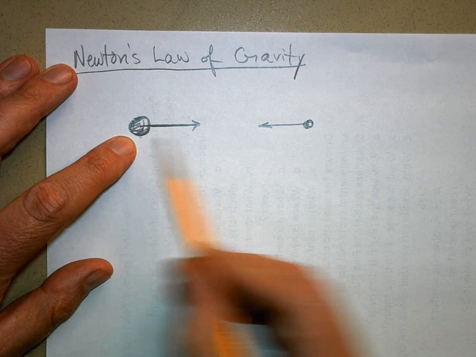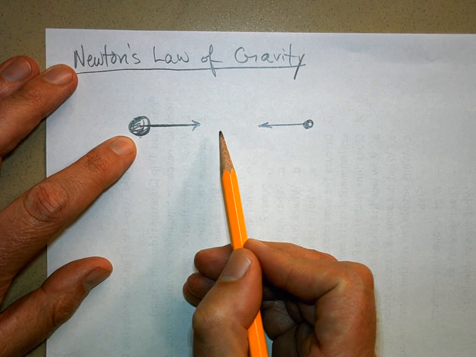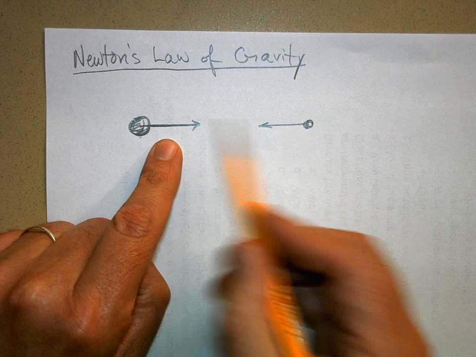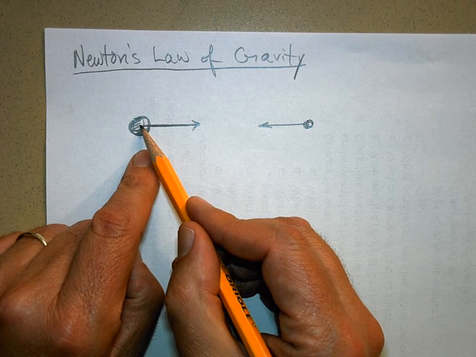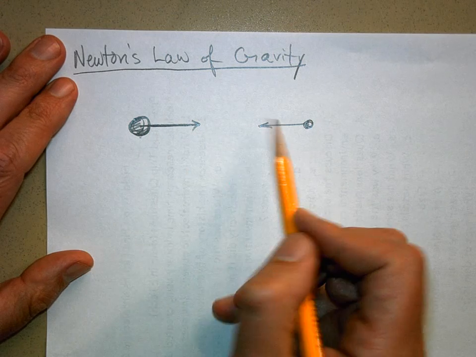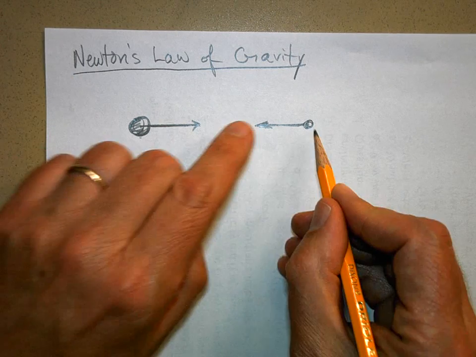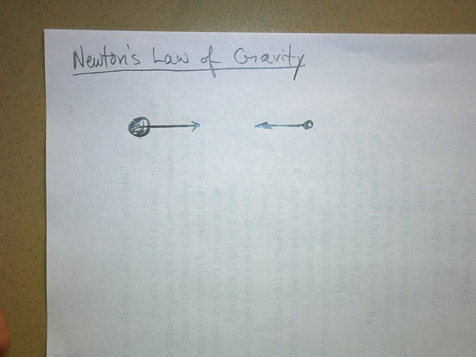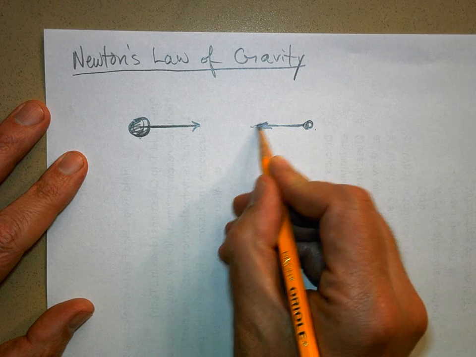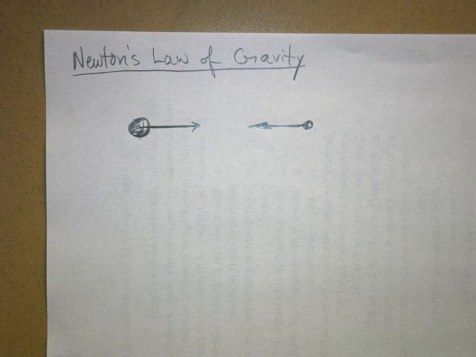The Earth applies a force to the moon towards the Earth. The moon applies a force to the Earth towards the moon. And these forces, according to Newton's third law, have to be the same in magnitude but opposite in direction.